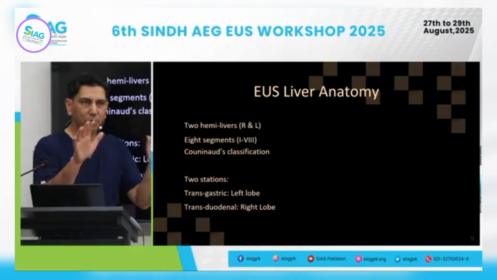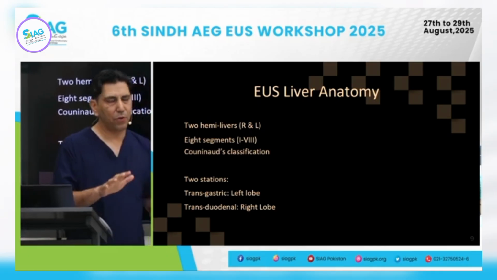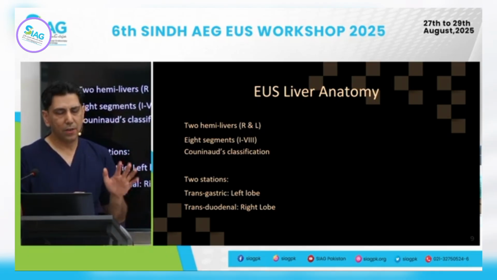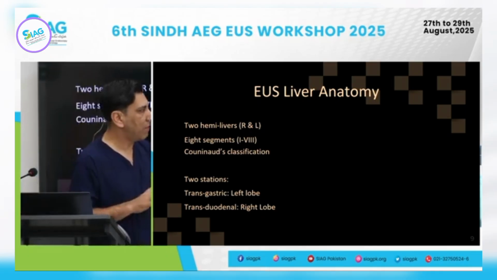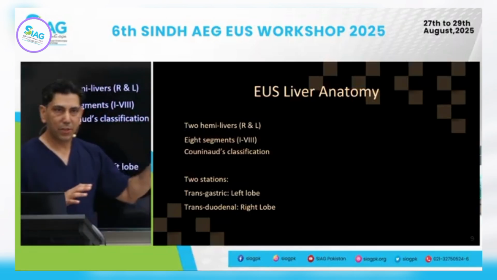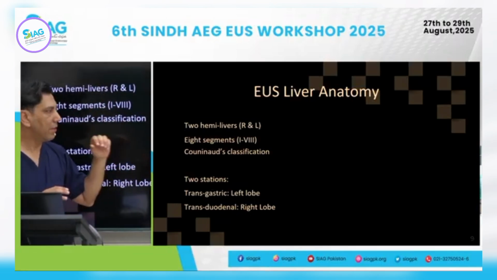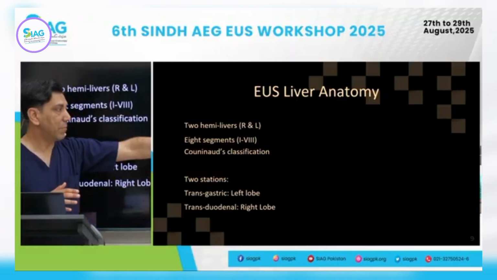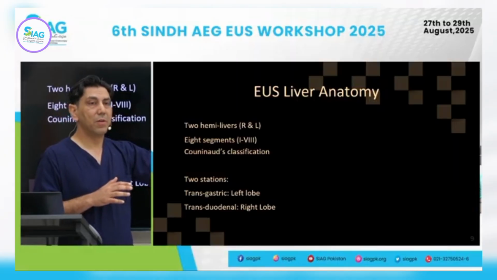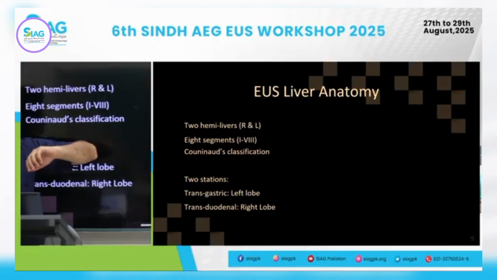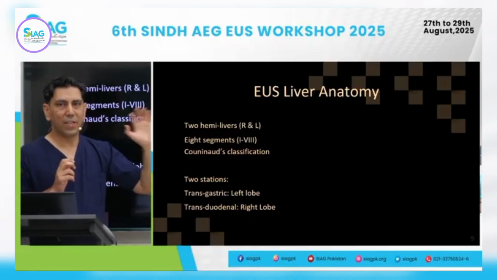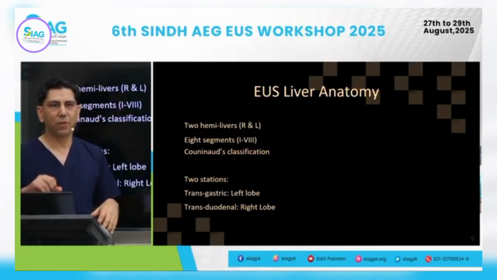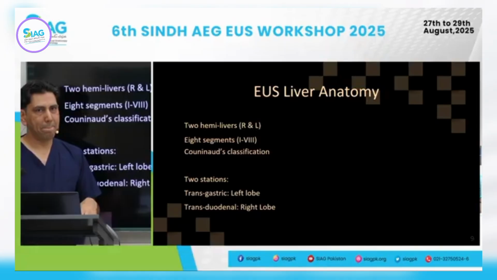Just for the benefit of discussion here, we are going to say that the left lobe we are examining from the stomach, transgastric, and the right lobe we're examining from the duodenum. You can still look at a bit of the left lobe even from the duodenum, but just for the sake of discussion in our practice here, stomach, we're looking at the left lobe; duodenum, we're looking at the right lobe. Okay.